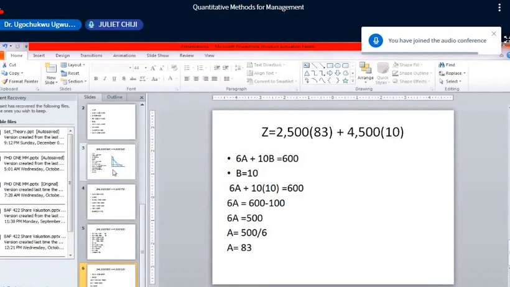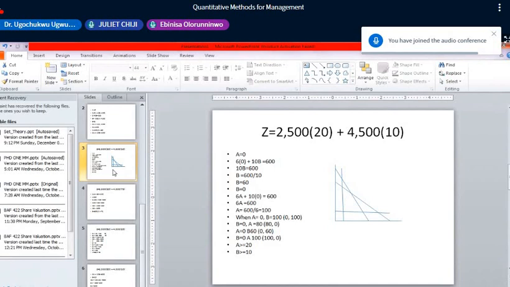Now, whichever one is the highest will give you the optimum solution. We call it the optimal solution. In other words, that will be the maximum combination of A and B that will give you the highest profit. And this is just how to do the graphical method using a graph.